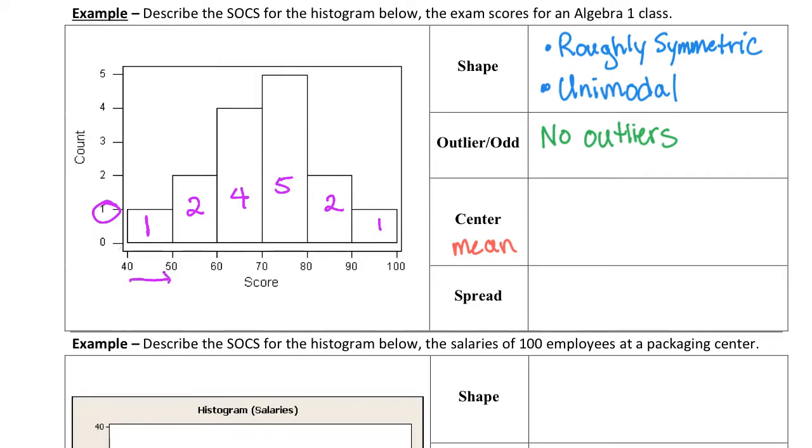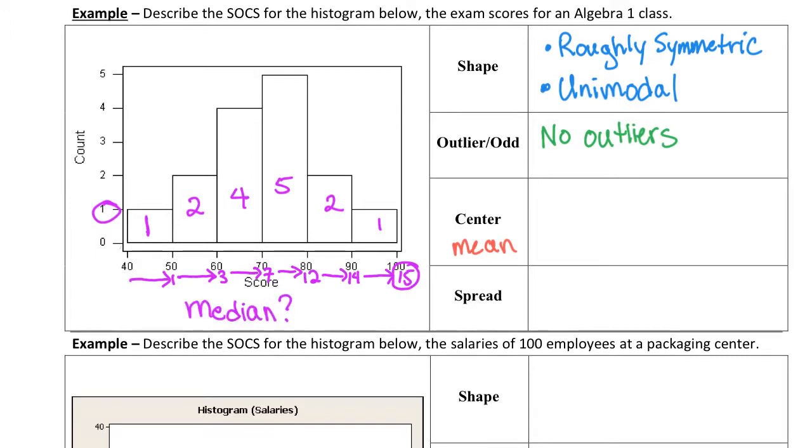So from 40 to 50, there's one value. Then all together from 40 to 60, there's 3. So I'm just adding them together for each bin. 3 plus 4 is 7. 7 plus 5 is 12. 12 plus 2 is 14. And 14 plus 1 is 15. So I have 15 values total in this histogram.